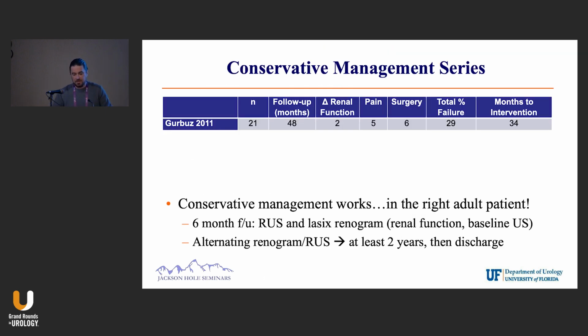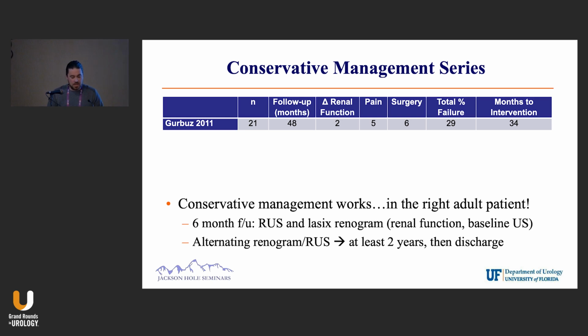So again, I like these little tables. This is the summary of what they found. They had 2 patients who had changes in renal function, 5 patients who had pain, and one of them actually had both, and 6 who proceeded to surgery. So of the 21 patients that they had, 29% failed, and the mean time to failure was about 34 months.